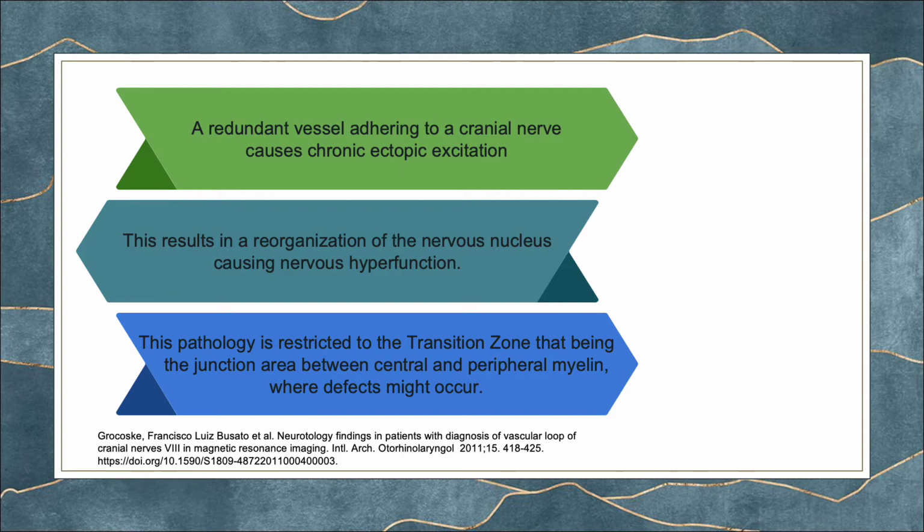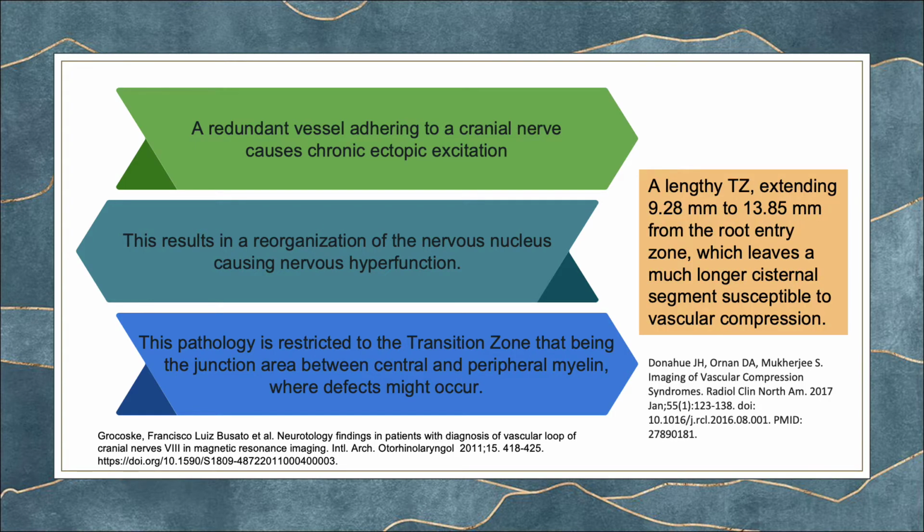It was suggested that this pathophysiological procedure is restricted to the entrance area of the cranial nerve root, also known as transition zone, that being the junction area between the central and peripheral myelin, where defects may occur. A unique feature of the 8th cranial nerve relating to neurovascular compression is the long transition zone, extending between 9.28 mm to 13.85 mm from the root entry zone, which leaves a much longer segment susceptible to vascular compression.